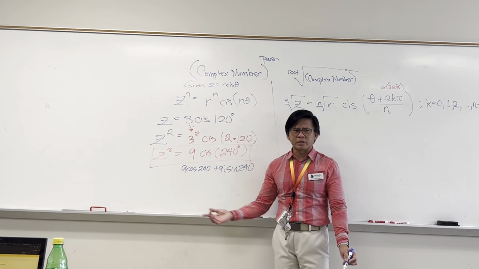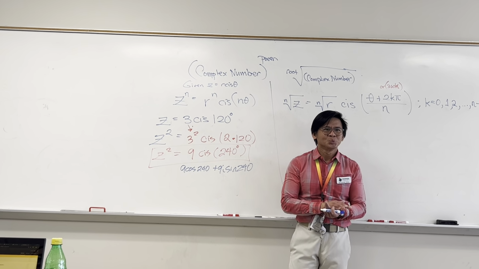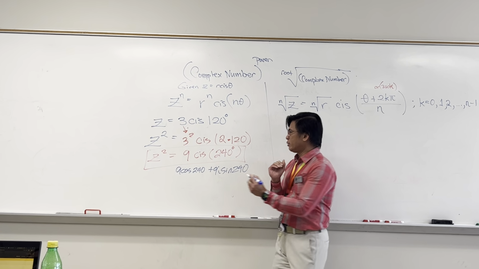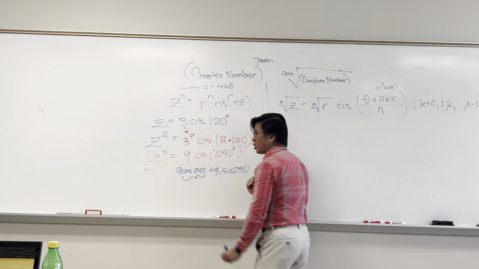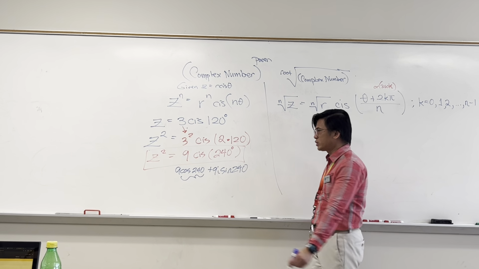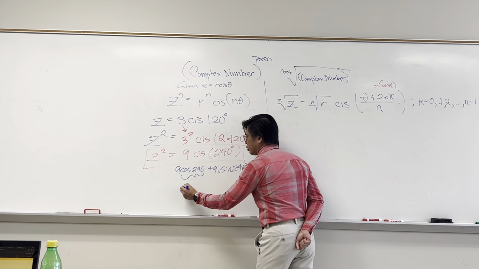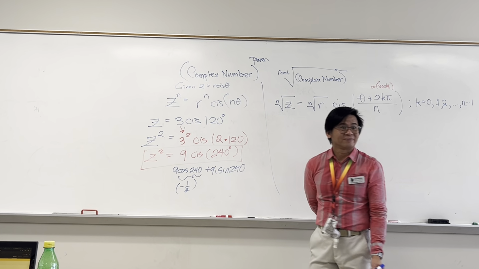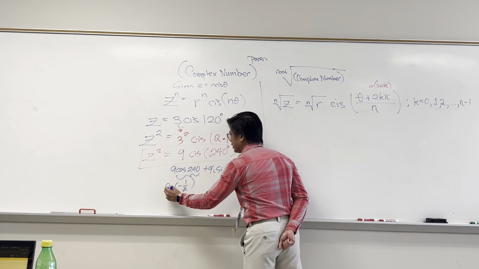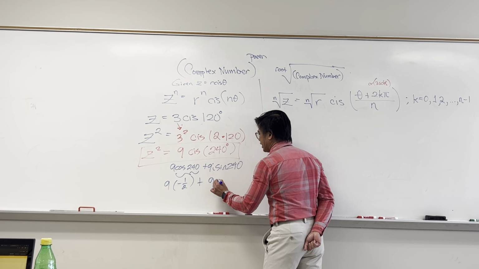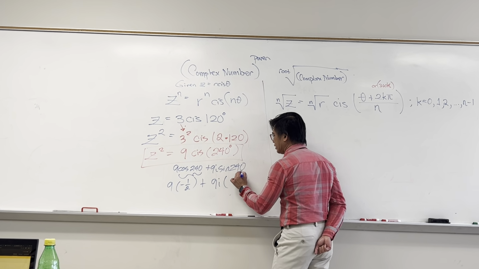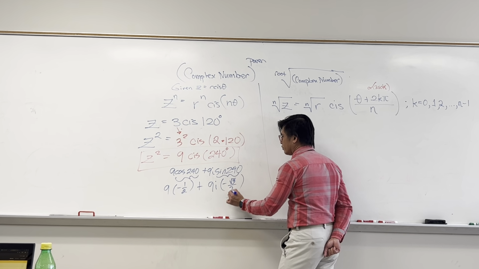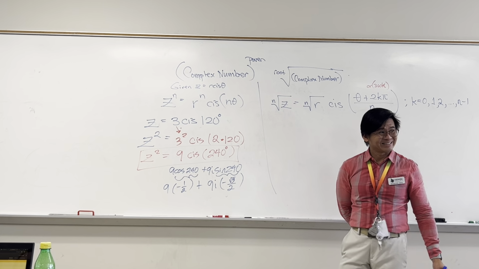What's cosine 240, by the way? Cosine 240, what's that gonna be, guys? What quadrant? 3, right? And cosine 240 on your unit circle will be what? Negative 1/2. Correct? Okay, times 9. Plus, this one is 9i. And what is sine 240? Quadrant 3 is still negative. Negative square root of 3 over 2. Very good. That's it.